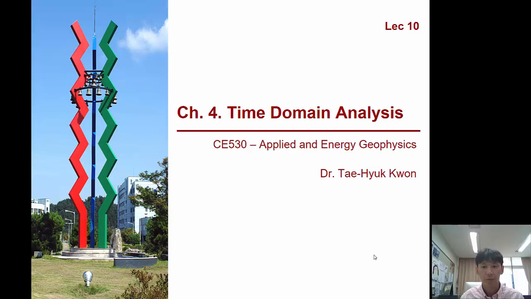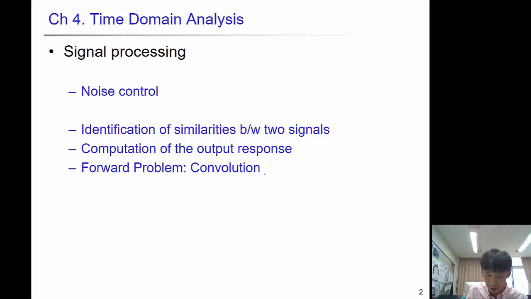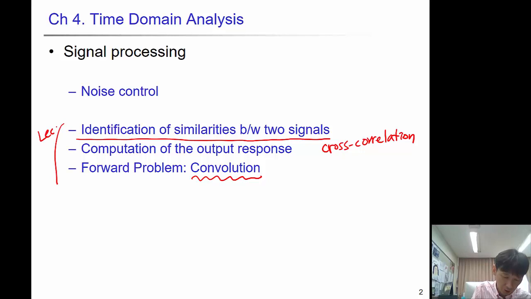So in the previous lecture, we talked about the convolution operation and, to identify the similarity between two signals, the cross correlation. This is from lecture 9. In lecture 10, we'll mostly talk about noise control.